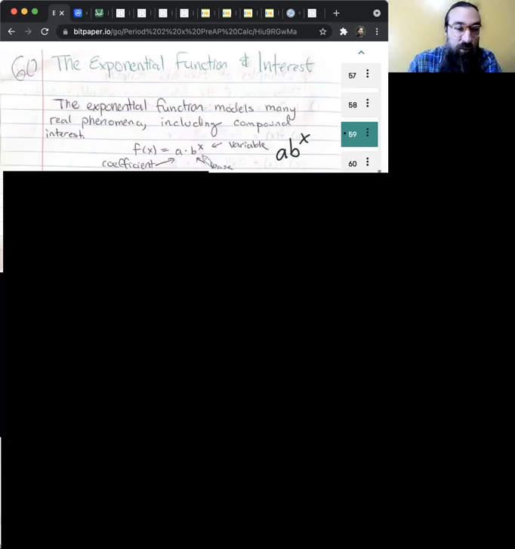The coefficient could be a number, like 2 times. It might look like 2 times 3 to the x or something like that, times the base. In this example, the base is 3, and then the x is an exponent. Let's get that down and we'll move to the next section.